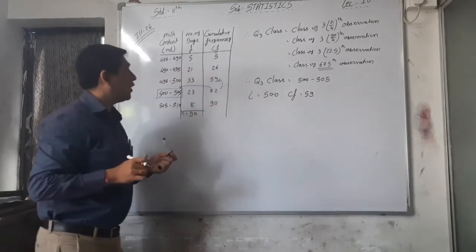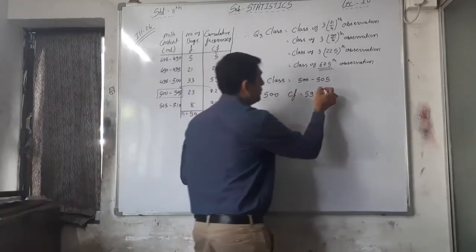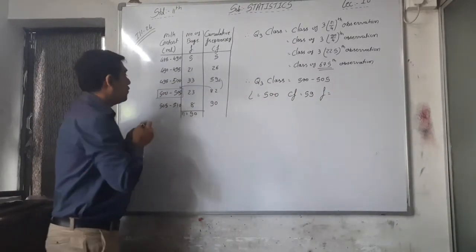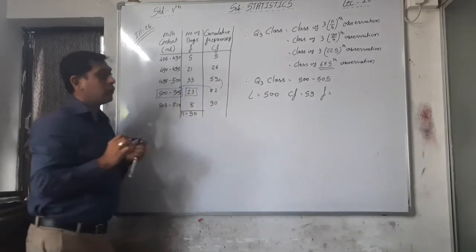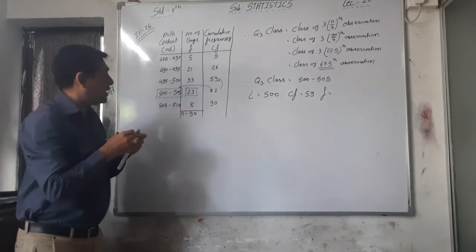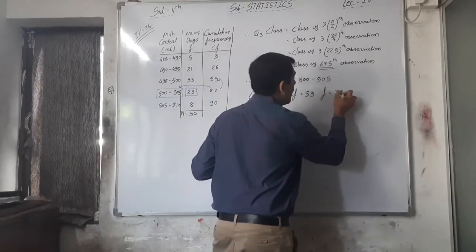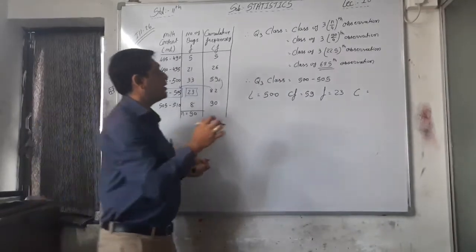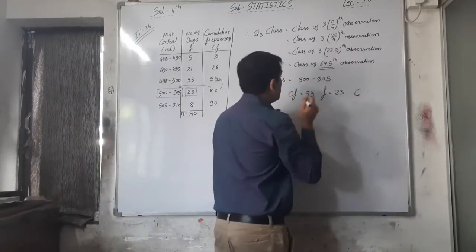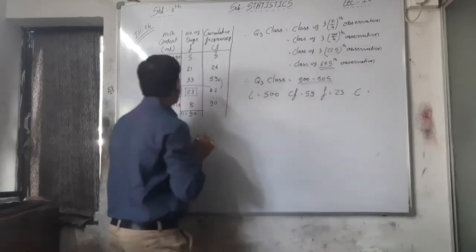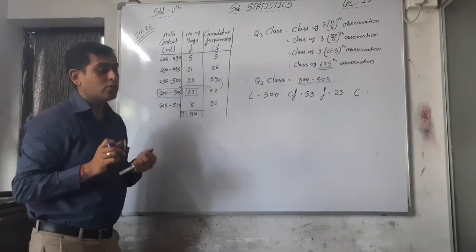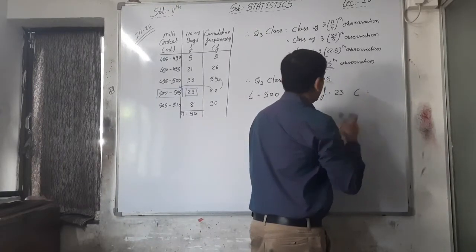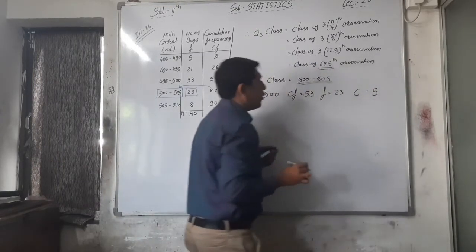Now frequency. Frequency of the Q3 class is 23. And now C. What is C? Class length. Because it is exclusive data, the difference of these two is your class length, that is 5. So we have all the values.